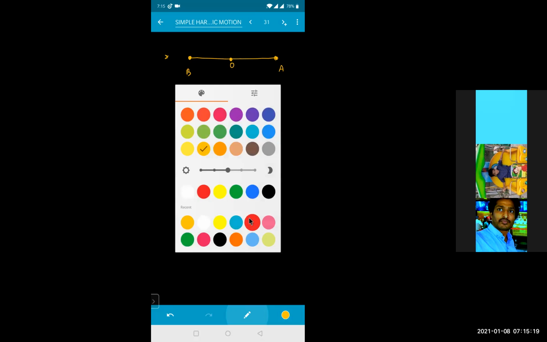If the particle moves about this mean position, and this is your point A, and this is your point B, and this is your mean position, that is nothing but O. From here to here, what is this distance, beta?